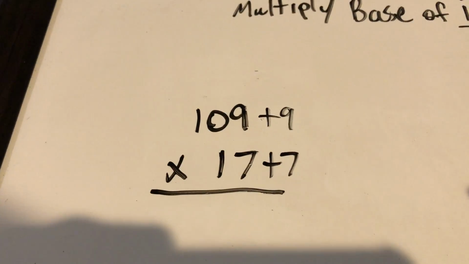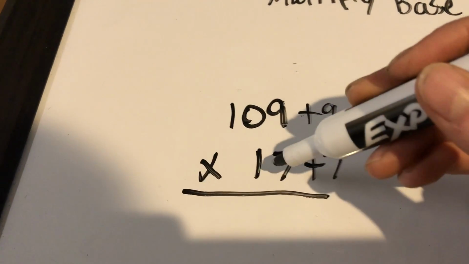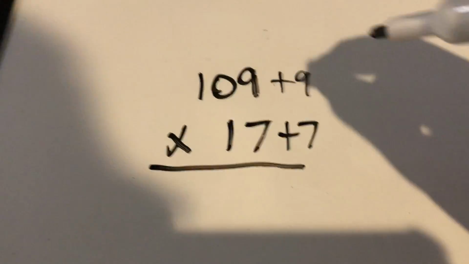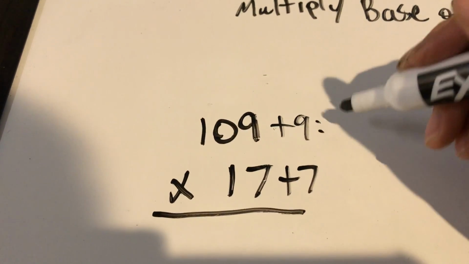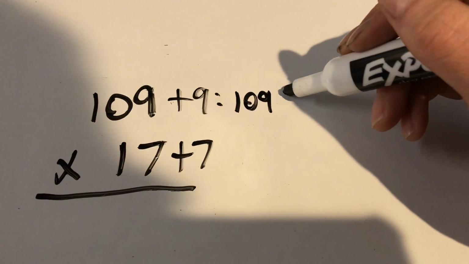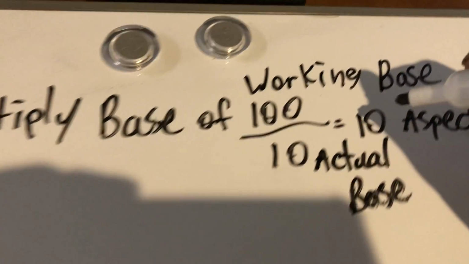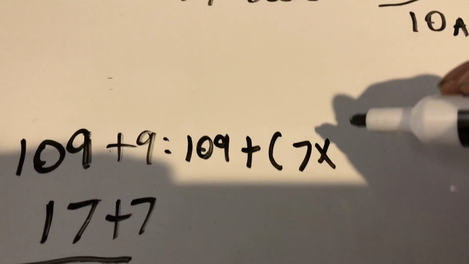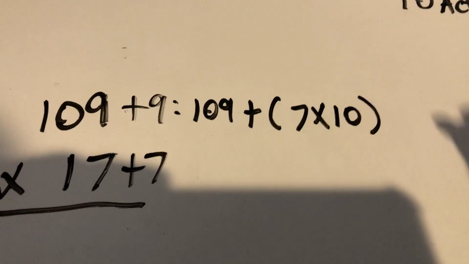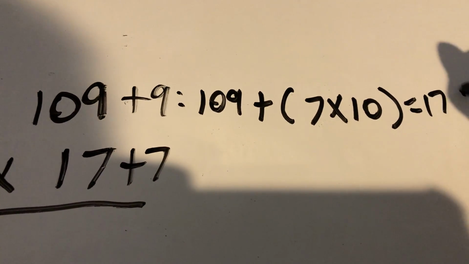The next step is to crisscross here to here. You can add and multiply, or crisscross here to here, multiply and add. Here's what I'm talking about. So you can either say, like this, a colon, 109 plus 7 times the aspect ratio of 10. So 109 plus 7 times 10 equals 179.